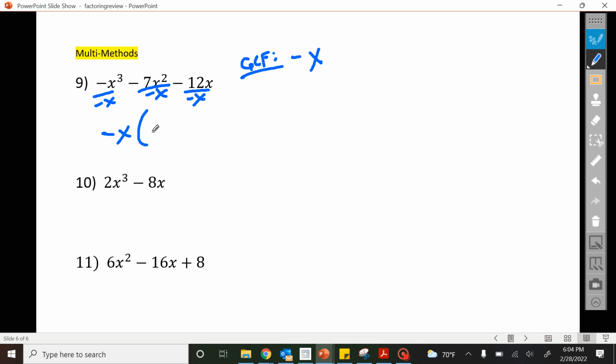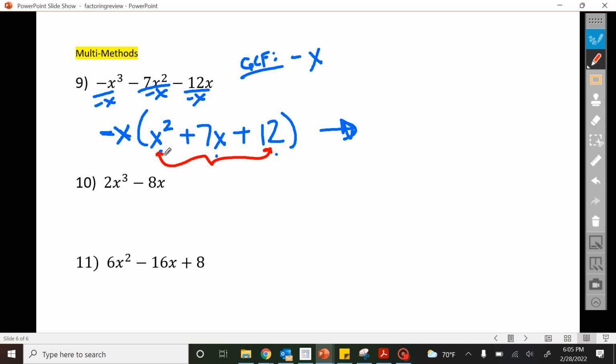So x cubed over x leaves x squared. 7x squared over x just leaves positive 7x because an x comes out and the sign on the 7 just changes. And then 12x divided by an x is just going to leave us with a 12. So I take out the negative x, and when I do, I'm left with x squared plus 7x plus 12. Now the issue is that this can be factored further. This polynomial can be factored again.